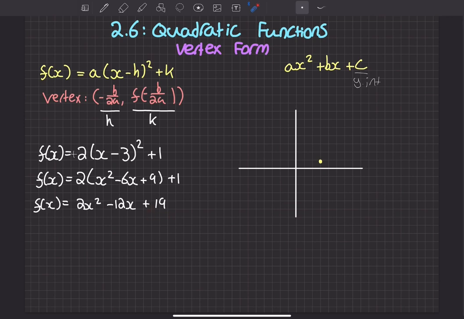And here you have your a, this is your b, and this is your c. And since we said that c is the y-intercept, we immediately know that this graph is going to intercept at y equals 19. Obviously this is not to scale, but just imagine it is. And now that we have these two key features, we can just sketch the graph.